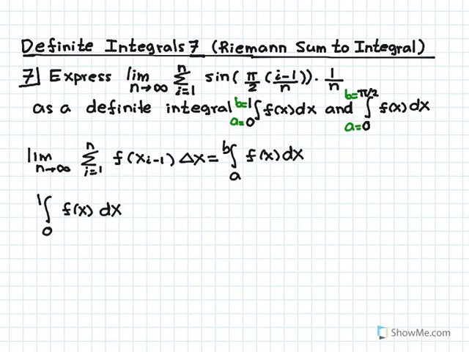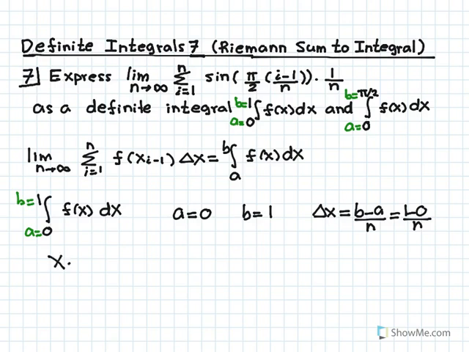Now, you will notice here that we're actually given a is equal to 0 and b is equal to 1. And that means we can form delta x, which is by definition b minus a over n, which is 1 minus 0 over n. So let's put those in. a is equal to 0, b is equal to 1. That was given in the question itself. So now, what we're going to do is let x_{i-1} be equal to i minus 1 over n, where i ranges from 1 all the way to n.